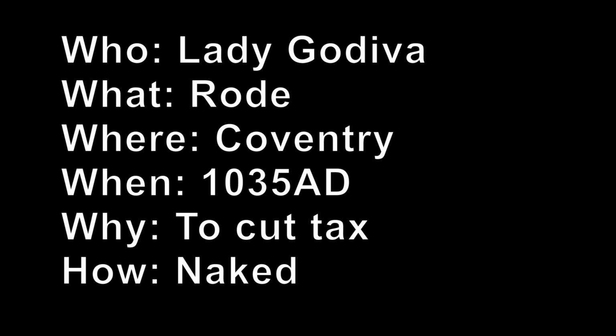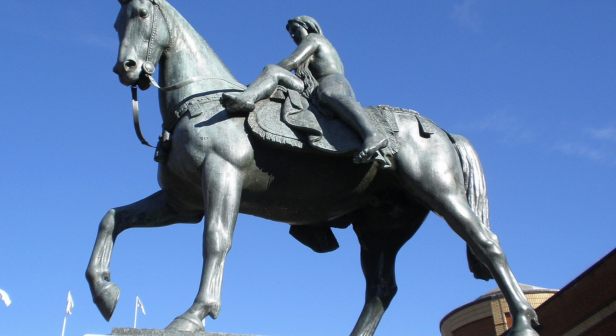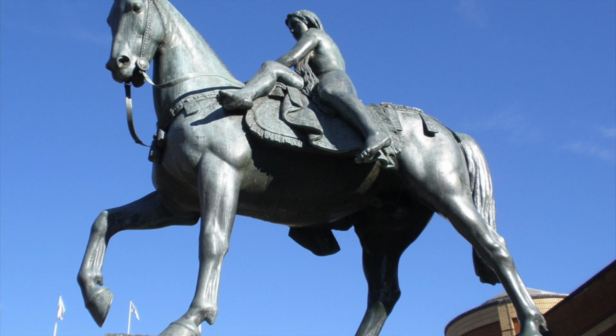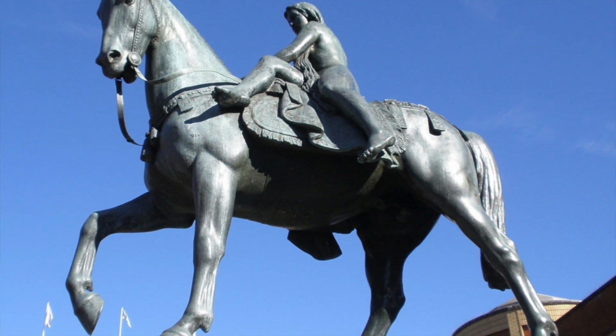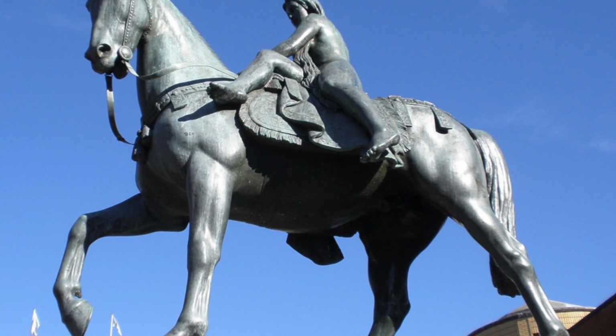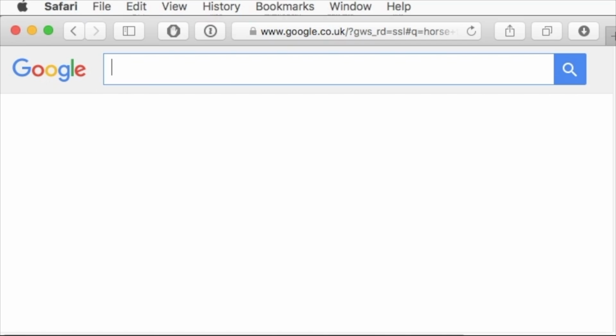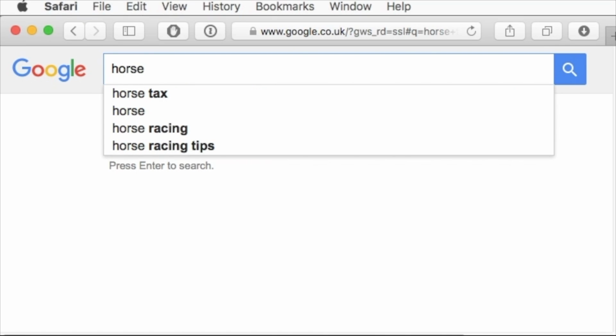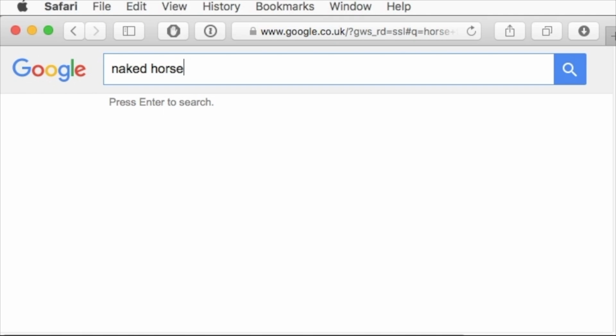Let's start with what did she ride? It wasn't a bicycle or a motorbike or a scooter or a skateboard. It was a horse. This is important for the story, but also for search engine optimization because people are likely to type in the word horse when searching for this story. You can imagine a Google search for naked horse ride, and we want to be found.